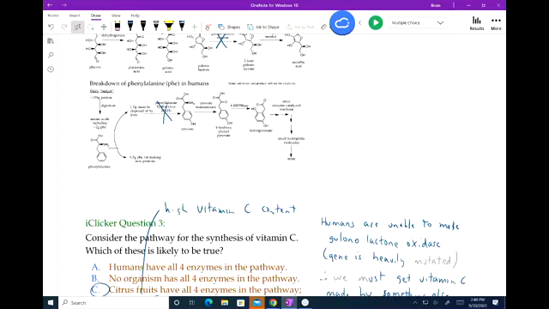Because you can't sort of pull on a pathway, right? If you don't have that step, it's not going to work. There was significant dissent. So the answer is actually none of the above, right?